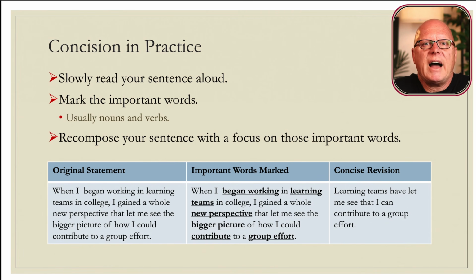Okay, so how do you go about being concise in your writing? Well, once you've written something, slowly read the sentence aloud. So if you've written an entire paragraph or a whole paper, take each sentence one at a time and read it aloud. Mark the words in each sentence that you think are important.